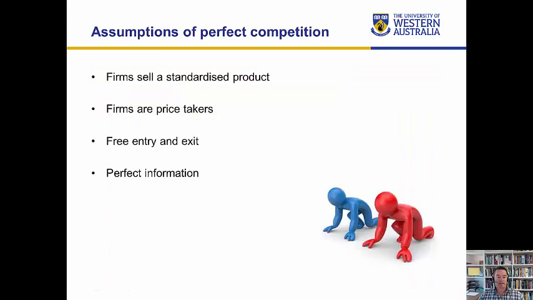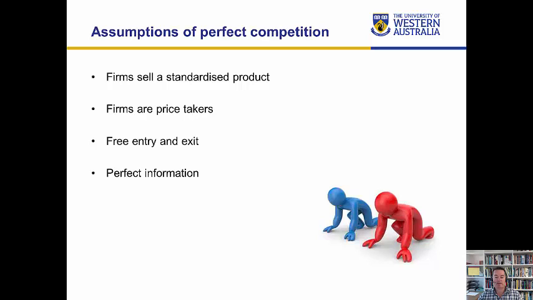So the assumptions of perfect competition, why they're important. First of all, the firms sell a homogeneous product, so all of the products are the same. So we're talking about products such as pineapples, apples, oranges, oil, those sorts of products where there's very little differentiation between products from different producers. Second one, firms are price takers, means that no one firm can set the price, so it's the market that actually sets the price. There's freedom of entry and exit.